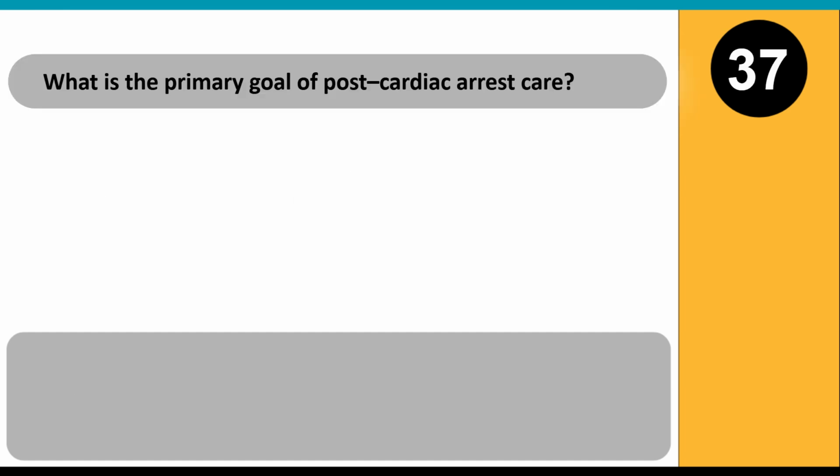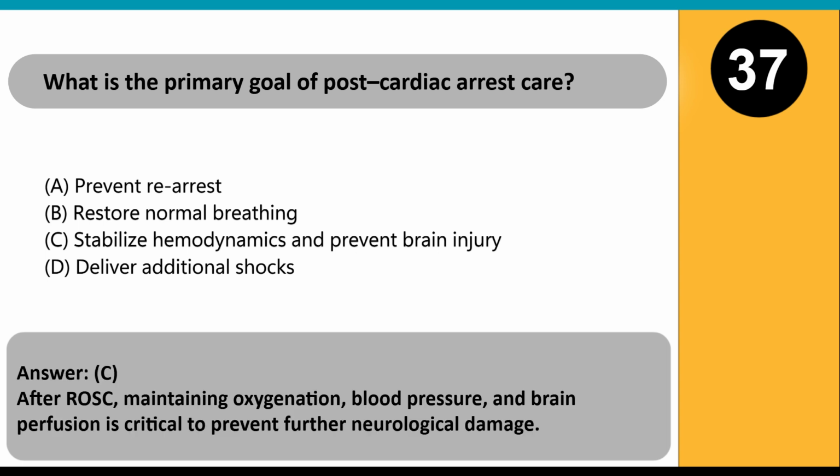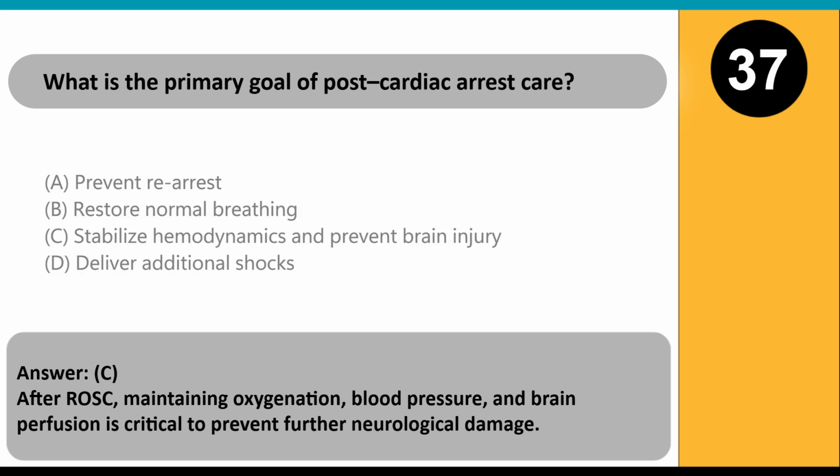What is the primary goal of post-cardiac arrest care? A. Prevent rearrest. B. Restore normal breathing. C. Stabilize hemodynamics and prevent brain injury. D. Deliver additional shocks. Answer: C. After ROSC, maintaining oxygenation, blood pressure, and brain perfusion is critical to prevent further neurological damage.